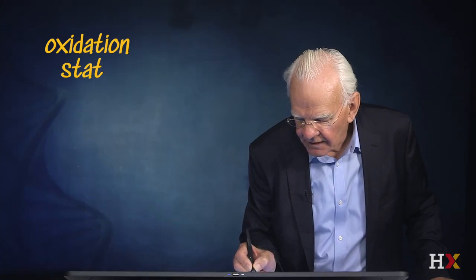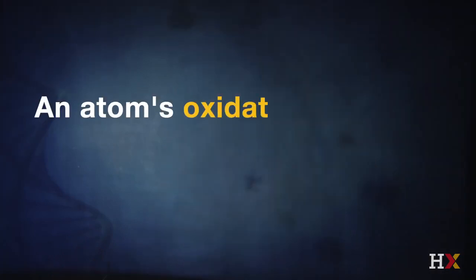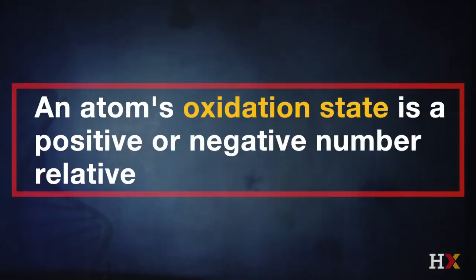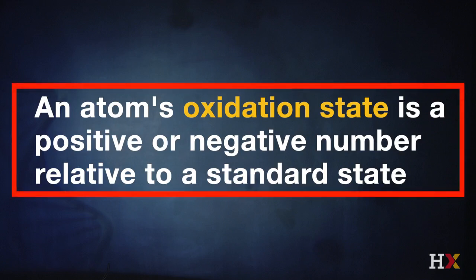And we're going to watch from this seat on top of each one of these atoms exactly how that electron distribution shifts in the course of that chemical reaction. And the accounting method that we keep track of this is called the oxidation state of each one of those atoms in that chemical reaction. So in brief, an atom's oxidation state is a positive or negative number relative to a standard state.